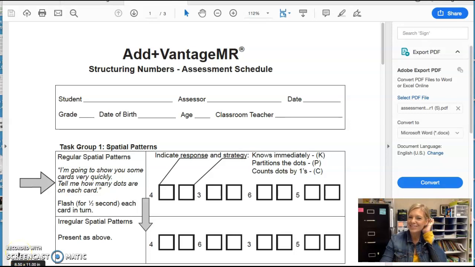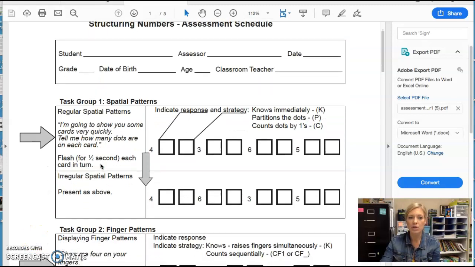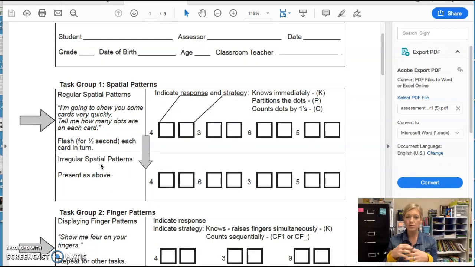So a couple of reminders with the assessment for structuring. You're going to start off with all of those spatial patterns with the dot pattern. Make sure they're in the correct order in your stack before you start flipping them, so that what you're recording and scoring matches what the kid is actually seeing. That first box is if they get it right or wrong. If they said 5, you would write a 5 right in this box. And then the strategy is either they know it or they're counting. So either a K, if they just know it right away. And sometimes you will see them repicture those dots and you'll see them moving and trying counting them. That's when you're going to put a C.